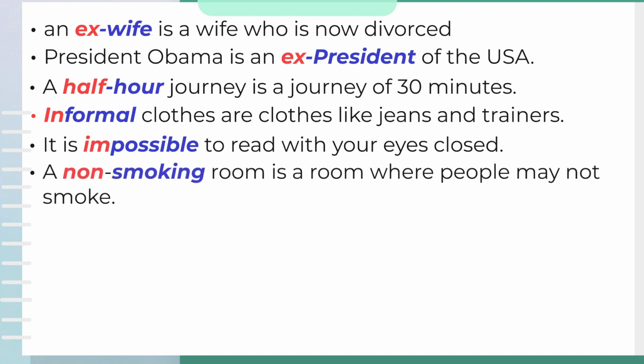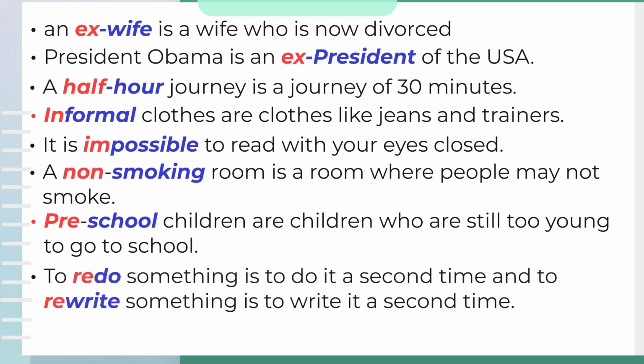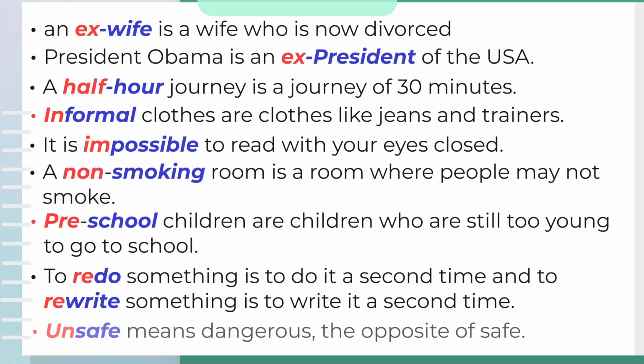A non-smoking room is a room where people may not smoke. Preschool children are children who are still too young to go to school. To redo something is to do it a second time, and to rewrite something is to write it a second time. Unsafe means dangerous, and it is the opposite of safe.